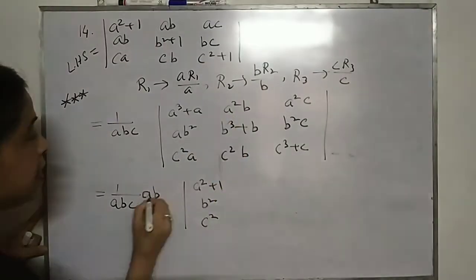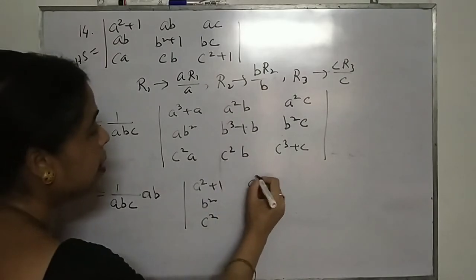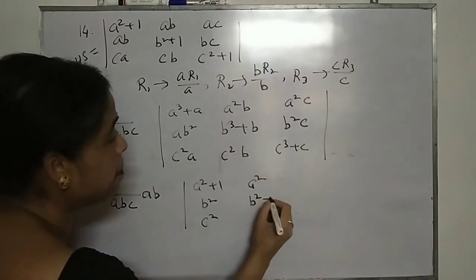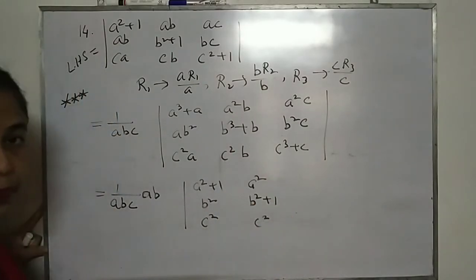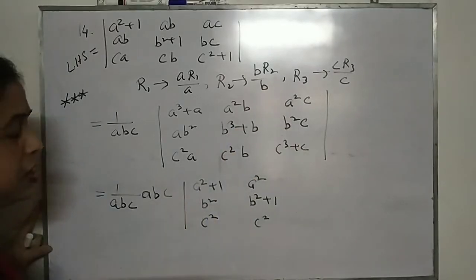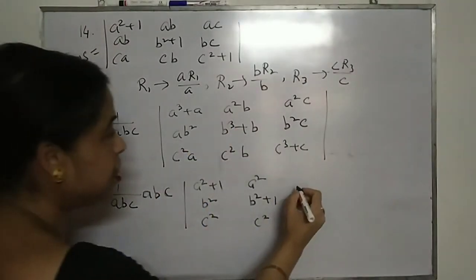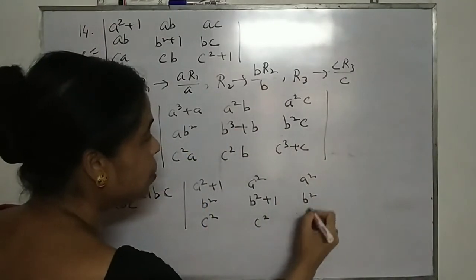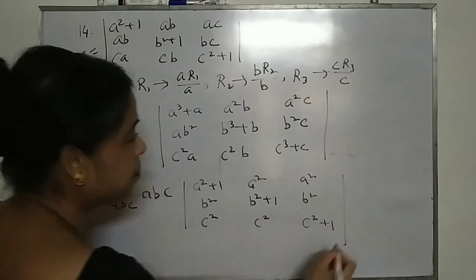Similarly, from here I will take common B. It becomes A square, here it is B square plus 1, this is C square. From the third column I am taking common C. What is left here? A square, B square and C square plus 1.